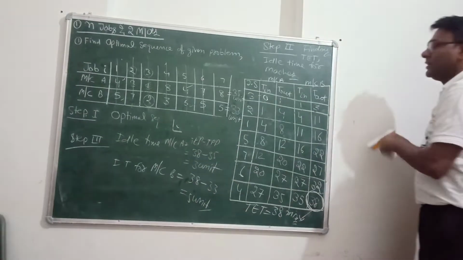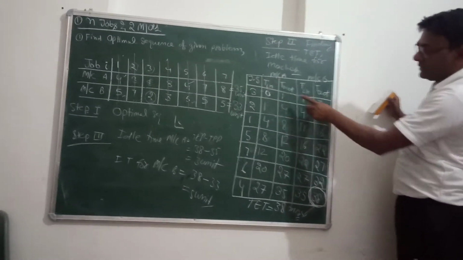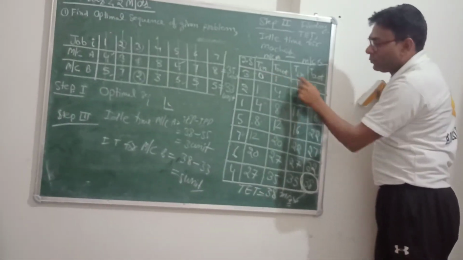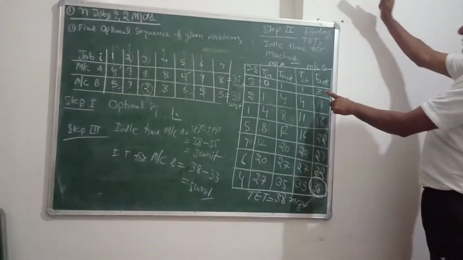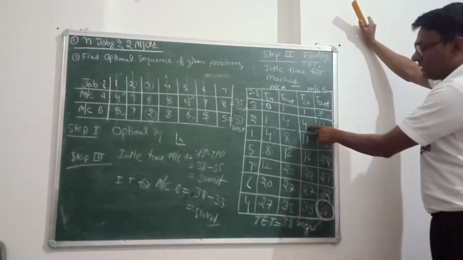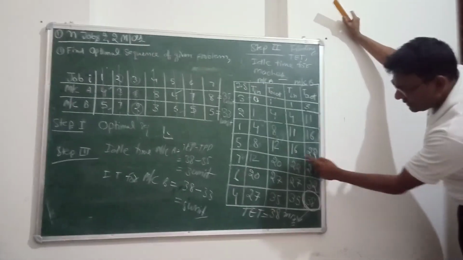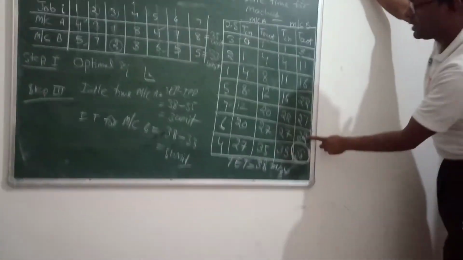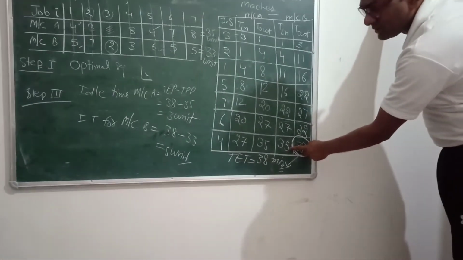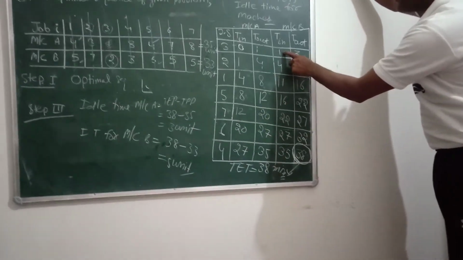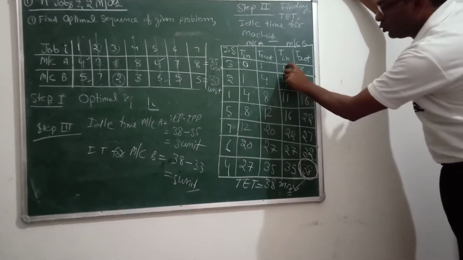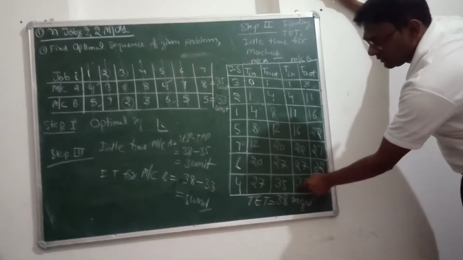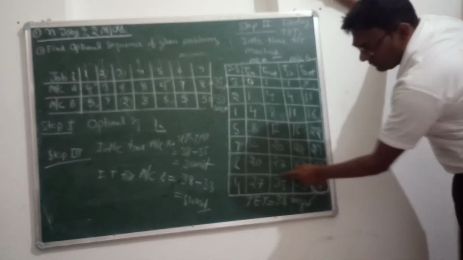Similarly for machine B, you will see that in the beginning the machine started at time 1, so there is 1 minute of idle time here, and again 1 minute of idle time here. Here you will see that 32 is the out time and 35 is the starting time, so the idle time is 3 minutes. The total idle time will be 1 plus 1 plus 3, which is 5 minutes.